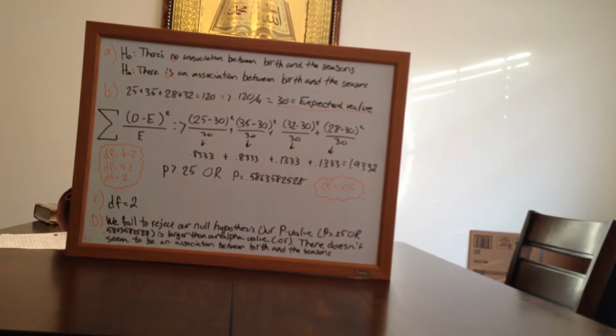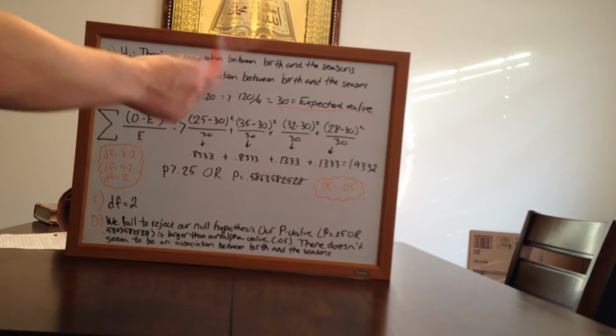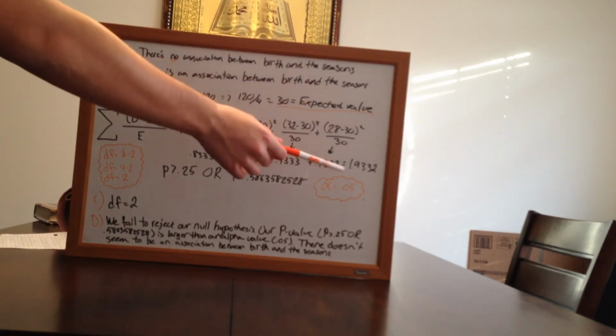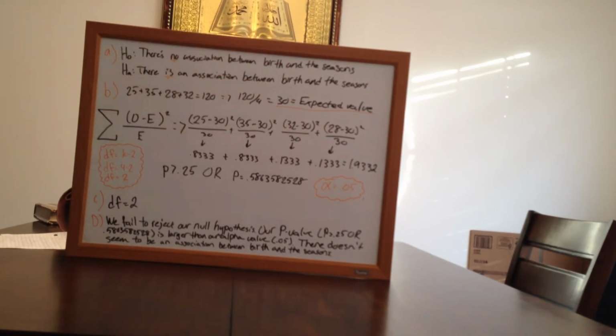Our O is already given to us in the question. So we can plug those into our formula, and you get a chi-square value of 1.9332. Before you can go anywhere else, we can jump to question C.